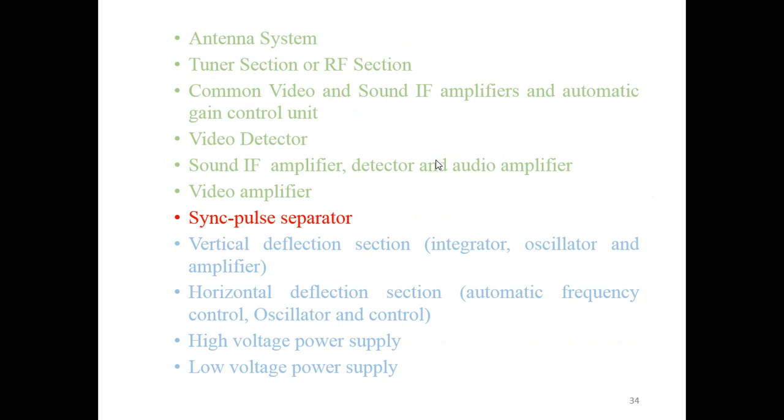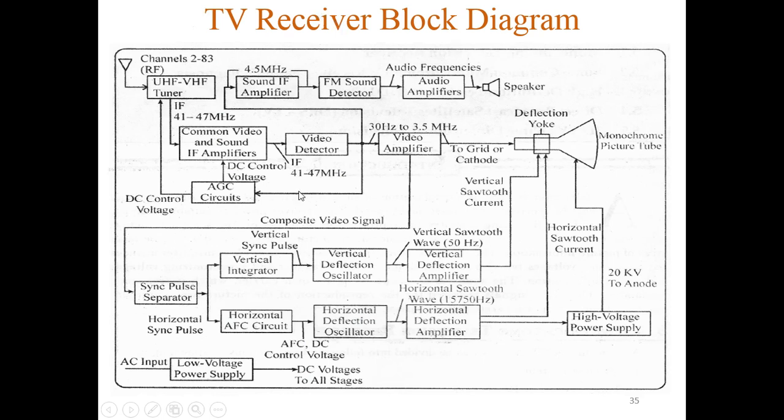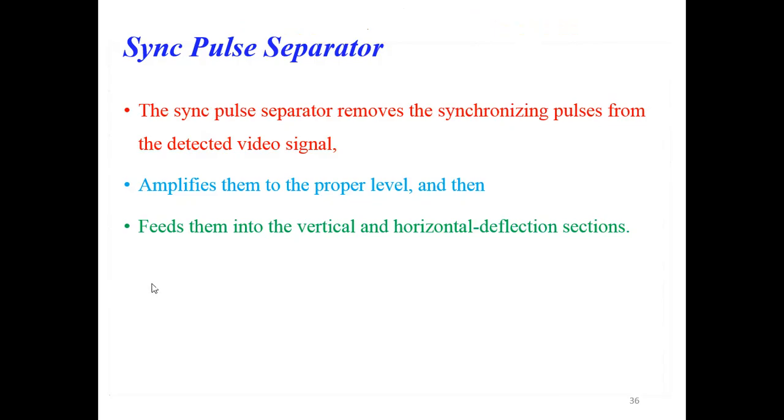Now we come towards the synchronous pulse separator. In the block diagram, the synchronous pulse separator is here. You can see that it is getting the signal from the video amplifier. It is getting the composite video signals, and that has been separated towards the vertical as well as horizontal. The synchronous pulse separator removes the synchronization pulses from the detected video signal. It amplifies them to the proper level and then feeds them to the vertical and horizontal deflection sections.